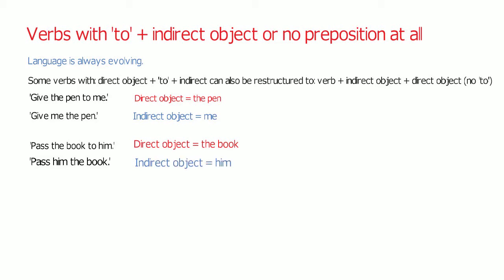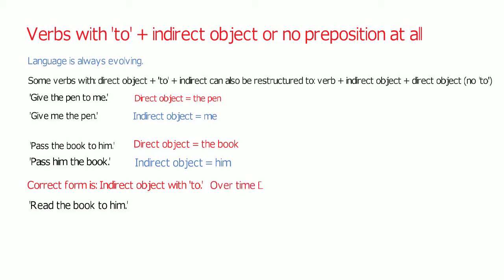So why has this happened? Well, language changes over time. The truly correct way to say these sentences is with to. For example, read the book to him. However, over time, people are starting to omit the to and change the word order. They do this because it's easier. And so now you can say, read him the book.